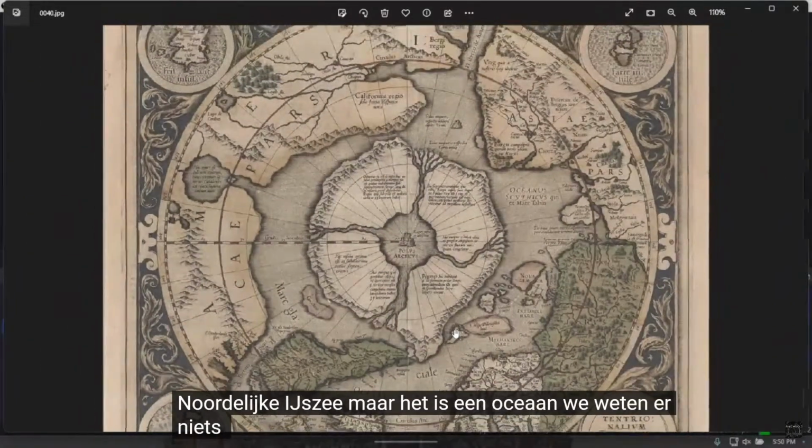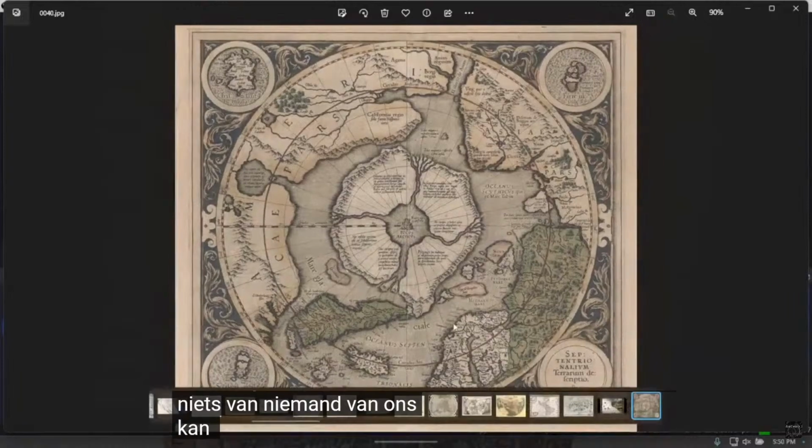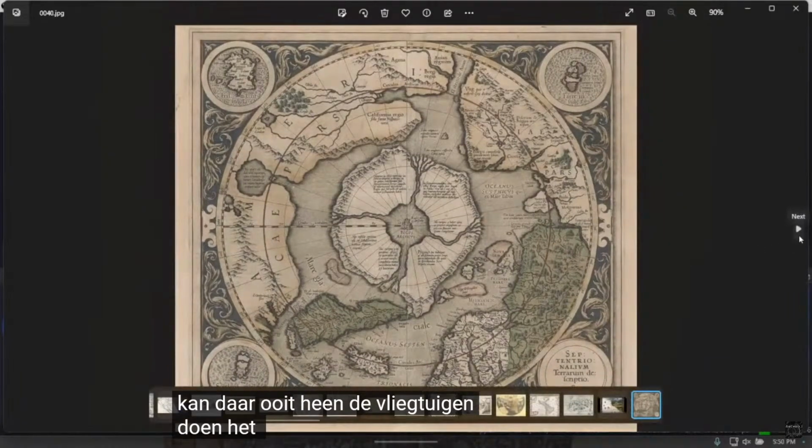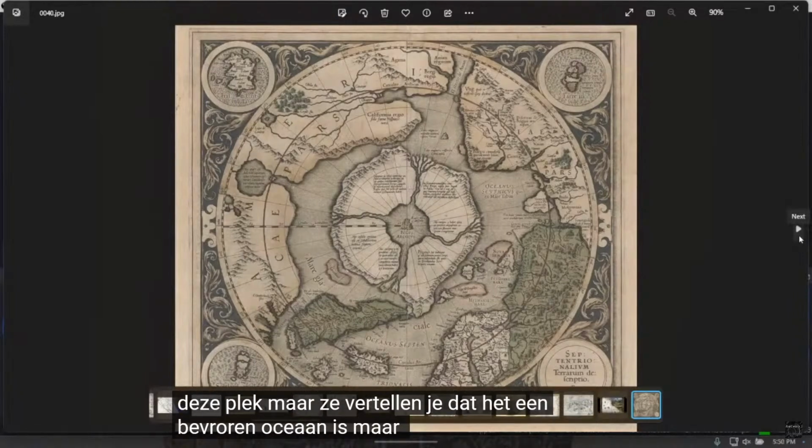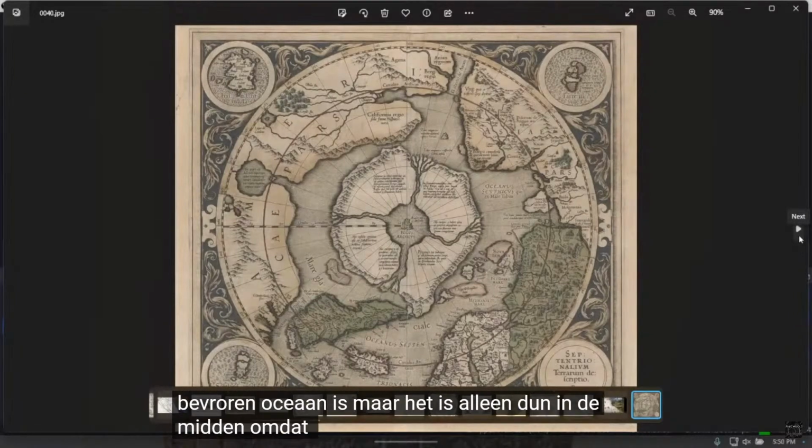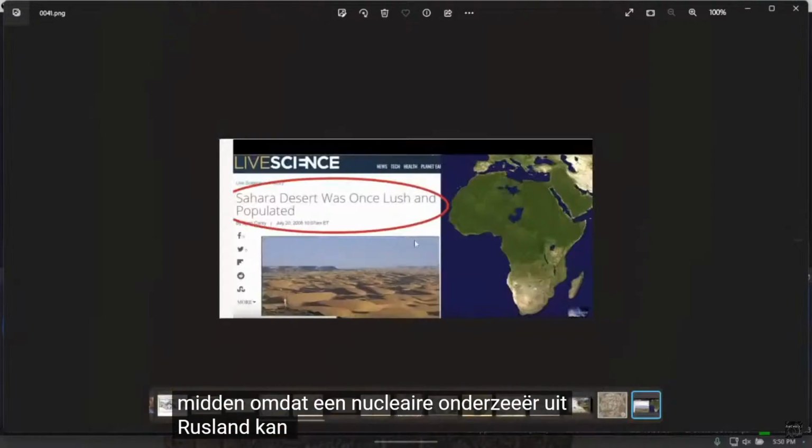We know nothing about it. None of us are ever able to go there. The aircraft are not doing flights, etc. Nobody's looking at this place, but they tell you it's a frozen ocean. But it's only thin in the middle because a nuclear submarine from Russia can come up.